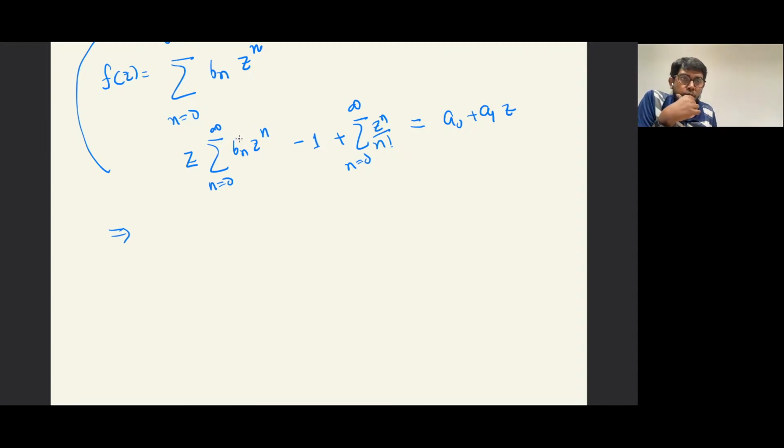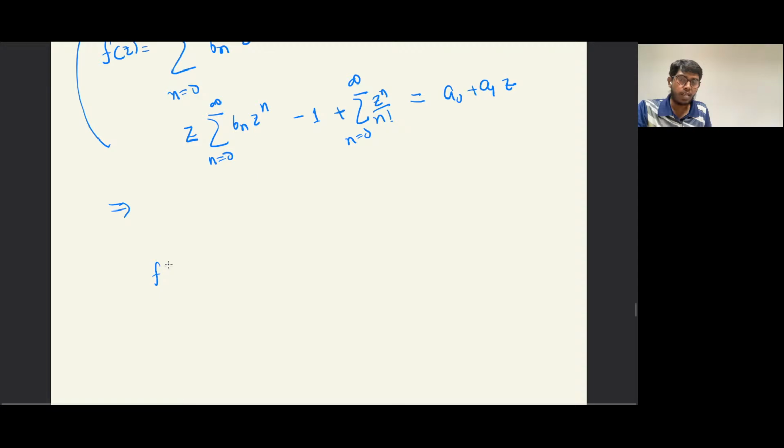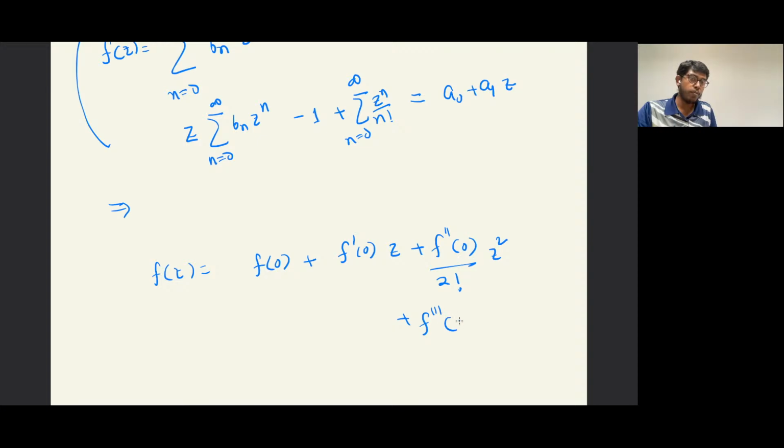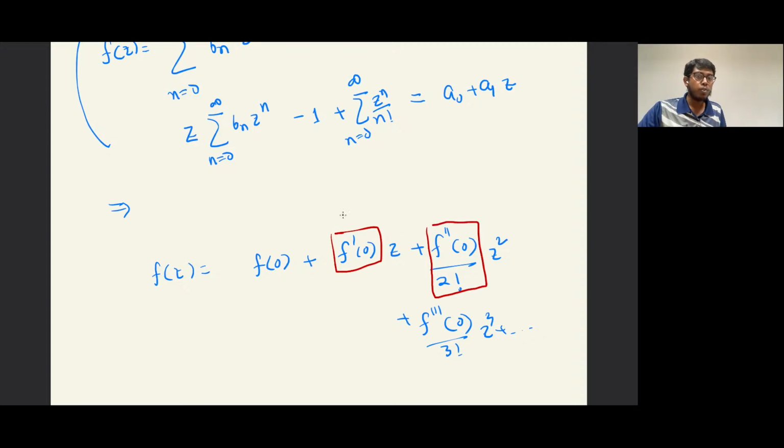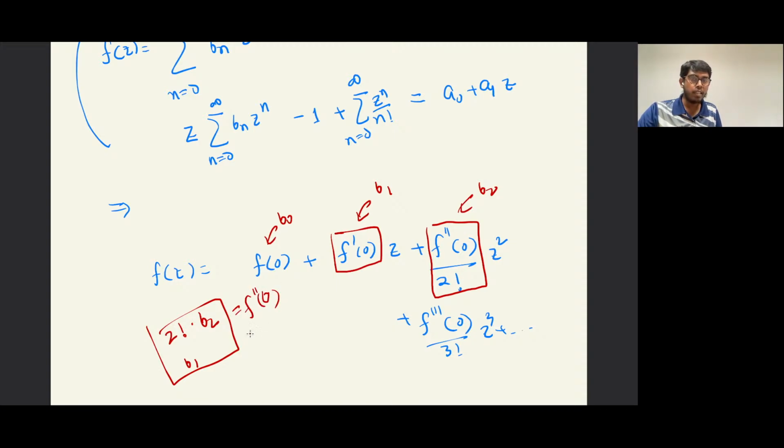So what is the constant term? See, what is f prime 0? Let me write down again here: f(z) equals f(0) plus f prime 0 z plus f double prime 0 by 2 factorial z square plus f triple prime 0 by 3 factorial z cube plus dot dot dot. What we need to find out is f prime 0 and f double prime 0. This is my b0, this is my b1, and this is my b2. So I need to find out 2 factorial times b2 and b1. I need to find these two values: this is my f double prime 0 and this is my f prime 0.